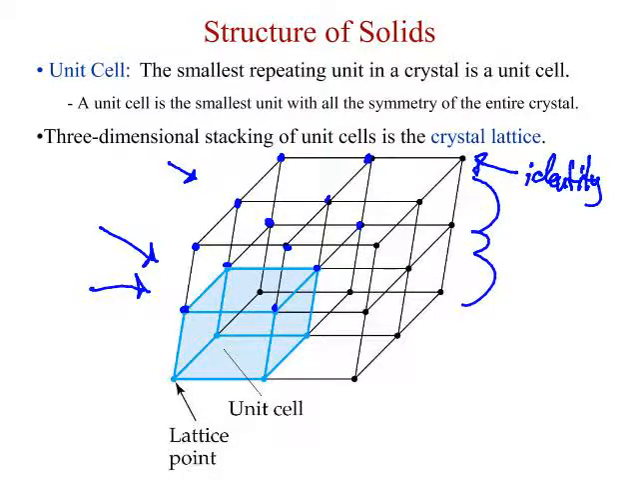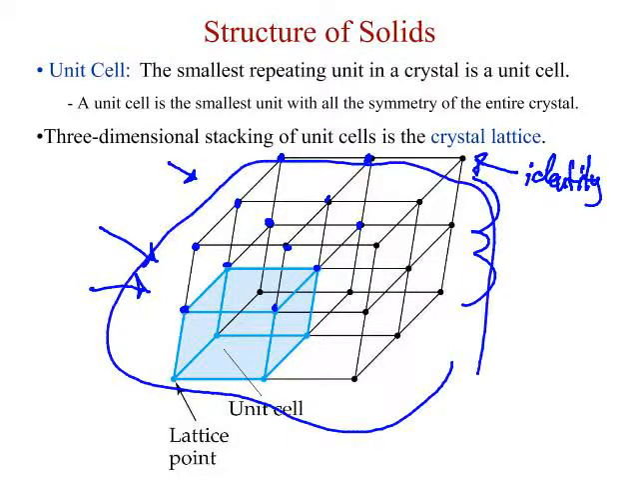Now, you can think about this structure as a whole as being a repeating pattern of a smallest unit. If we take this three-dimensional shape right here, this cell, and replicate it and move it over here and over here and over here, really the entire crystal structure is made of repeating units of this cell right here.